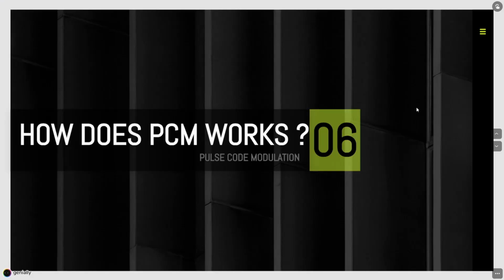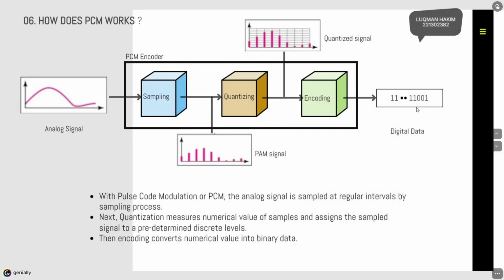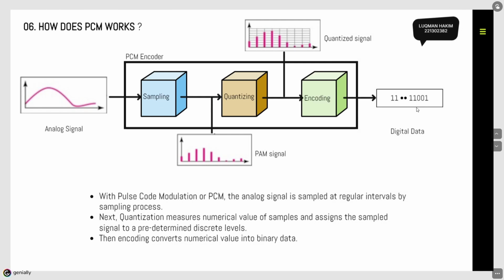Hi, Assalamualaikum. My name is Luqman Hakim bin Mohd Nazir, and I will explain how PCM works. So firstly, PCM, as we all know, pulse code modulation, is a method used to convert analog signals to a digital signal. PCM works through three simple steps, which are sampling, quantizing, and also encoding.